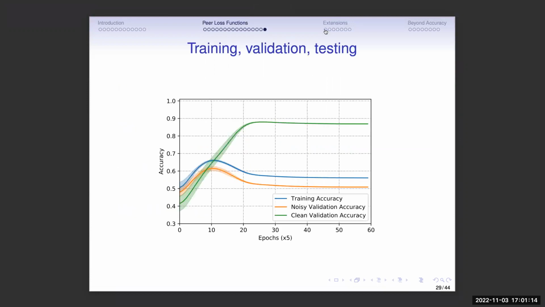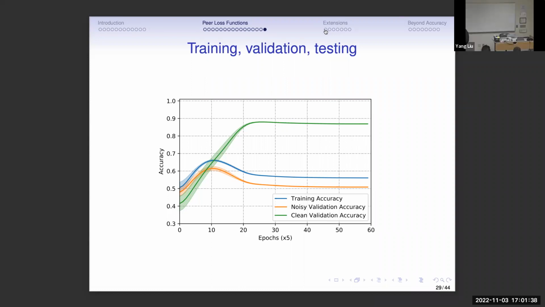Because, for example, human beings can make mistakes following a certain rule. On one image I made this mistake, and when I see a new image, I might make the same mistake. But it's not necessary. Yes, it's not necessary for the noisy validation accuracy to follow the same pattern as the training accuracy.